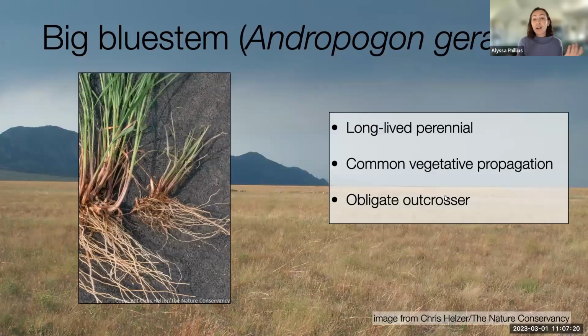It's a long-lived perennial species, and it commonly undergoes vegetative propagation through a rhizome that I described earlier. And it's also an obligate outcrosser, so it's not selfing-compatible, so selfing isn't really an option here.